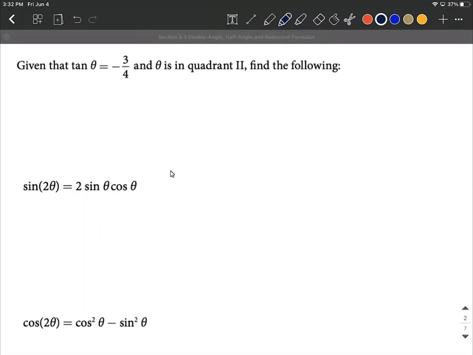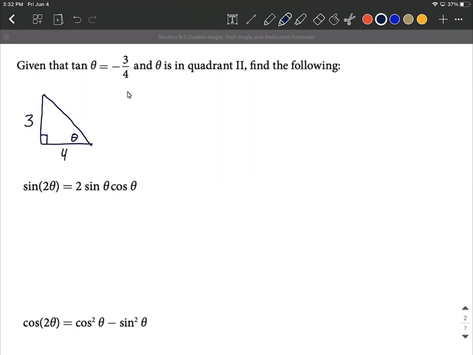So let's draw a triangle based on the information that we know already. The tangent of theta equals negative 3/4. So I'm going to draw a right triangle. I'm just going to locate theta down here in this corner, so we know exactly which angle is going to be theta. And I'm going to put 3 and 4 on the opposite and the adjacent sides, thinking SohCahToa.